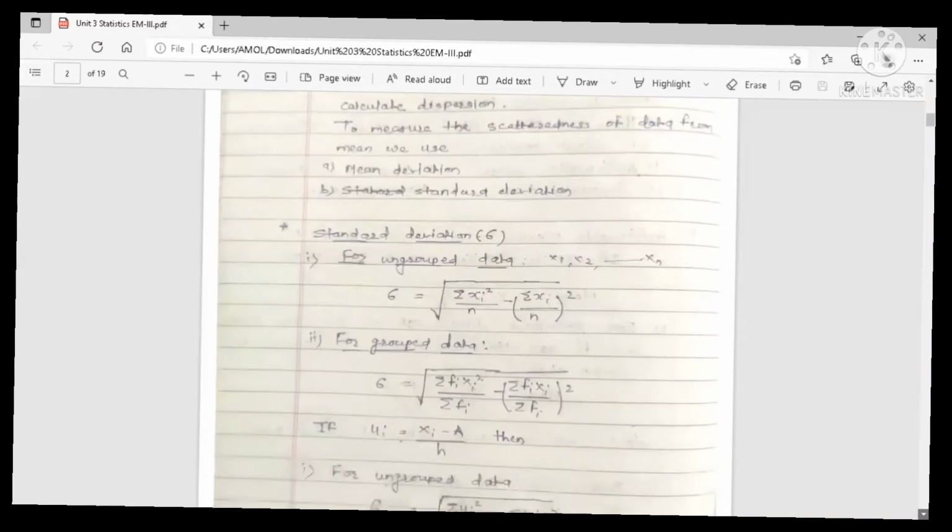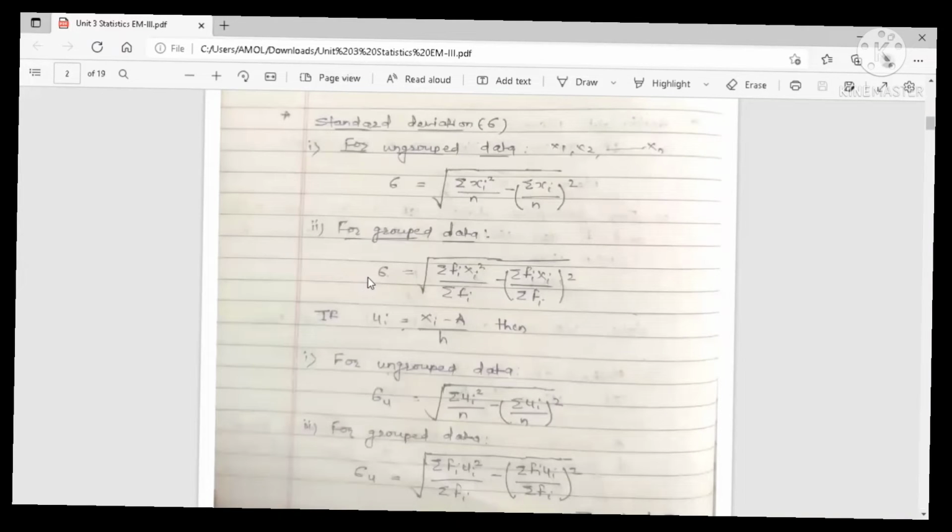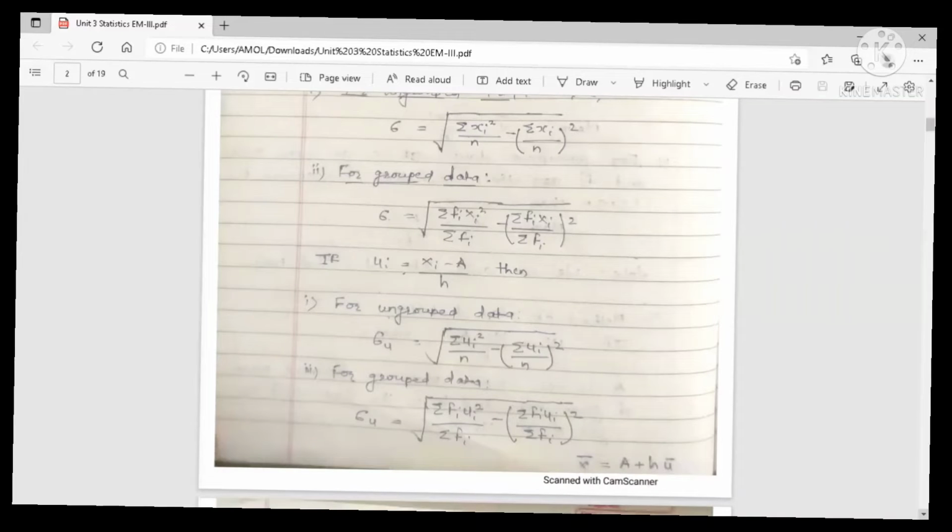Now for grouped data, sigma, means standard deviation, is equal to under root summation fi xi square upon summation fi minus summation fi xi upon summation fi whole square. In a simple way, you can say the formula is sigma is equal to under root summation fx square upon summation f minus summation fx upon summation f whole square. This is for grouped data. Okay, so this is the formula, you remember it.